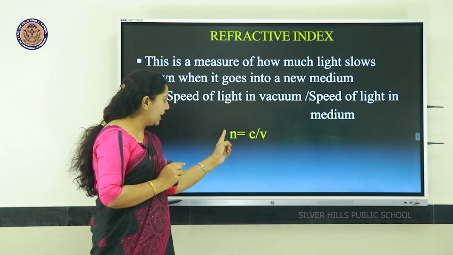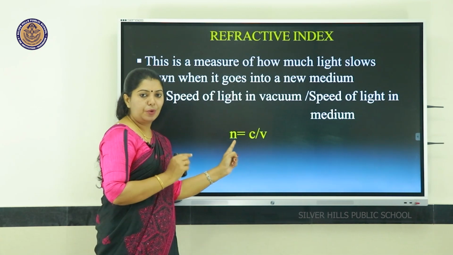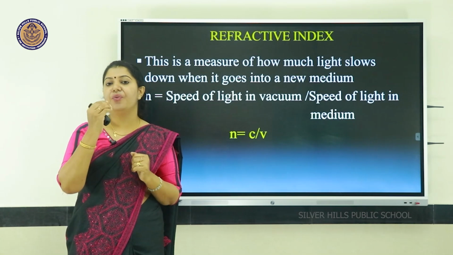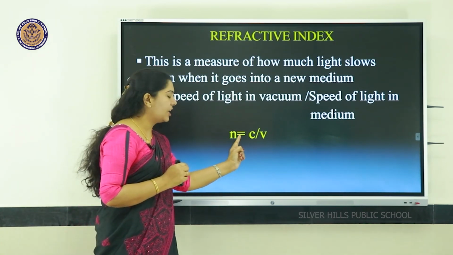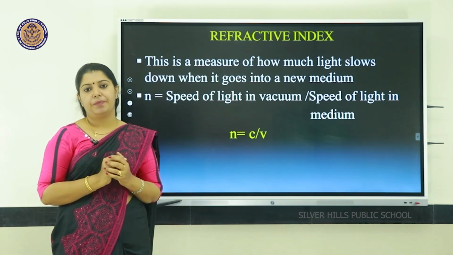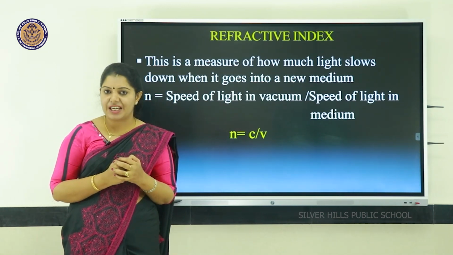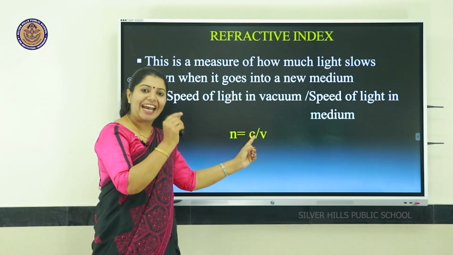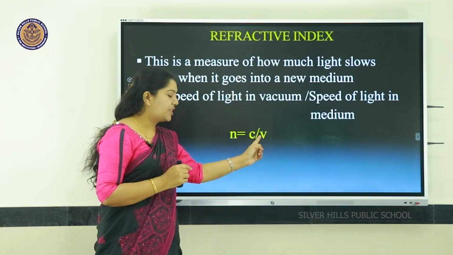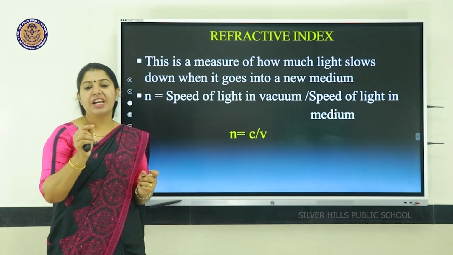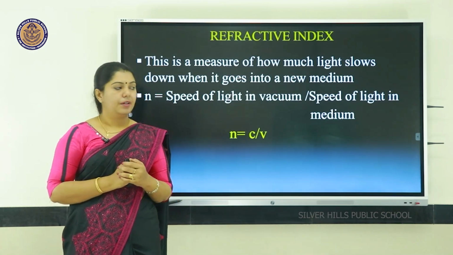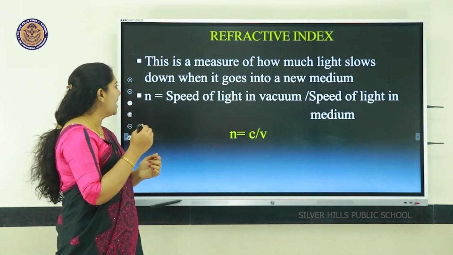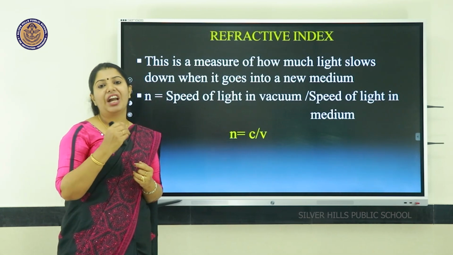So we can say that n suffix w, n_w, is the refractive index of water. n_w is equal to 1.33. What is the meaning of that? We can say that the ratio of speed of light in air or vacuum to the speed of light in water is 1.33. Refractive index is a measure of how much light slows down when it goes into a new medium.